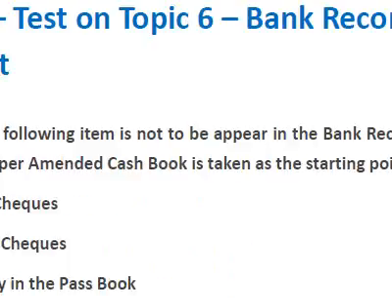Next, which of the following items is not to appear in the BRS if the balance as per amended cash book is taken as the starting point? Okay, so when we start with the balance as per amended cash book and we are preparing a BRS, only two items will appear, that is the timing differences and errors by the bank. So here option D, a correct entry in the passbook but not appearing in the cash book, will not appear in the BRS. It will be included in the cash book balance.